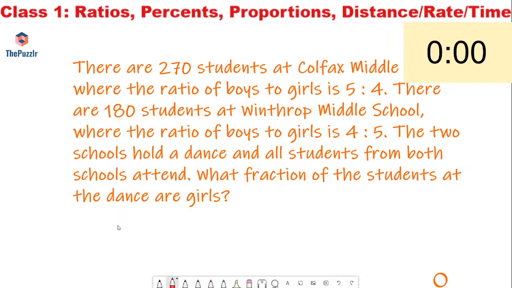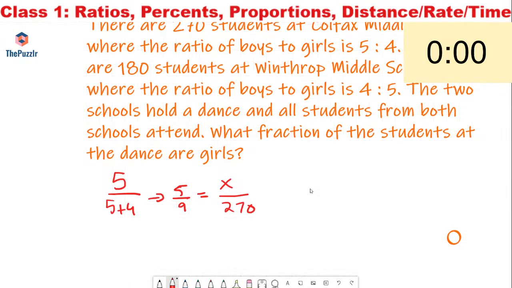And the way I got that is the ratio of boys to girls is 5 to 4. So the number of boys to the number of total students is 5 to 5 plus 4, or 5 over 9. So the number of boys is this ratio, right? 5 to 9. Now this is equal to x over the number of total students, which we know is 270, where x is the number of boys. We can multiply both sides by 270 to get 5 over 9 times 270 is equal to x. 270 over 9 gives us 30, so x equals 150.